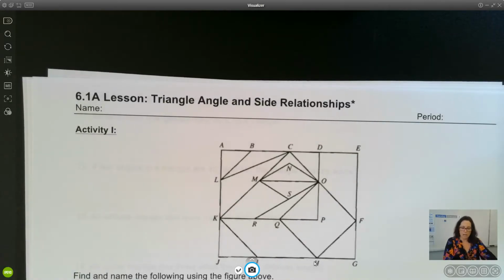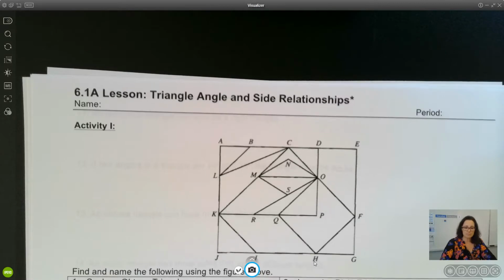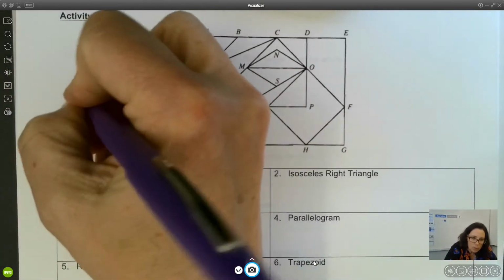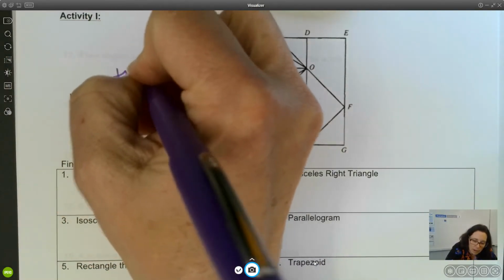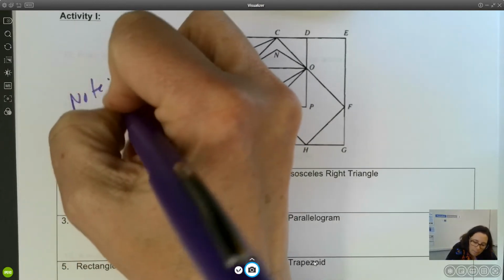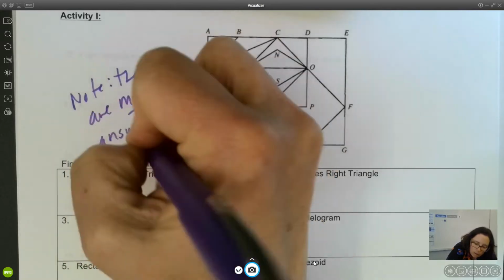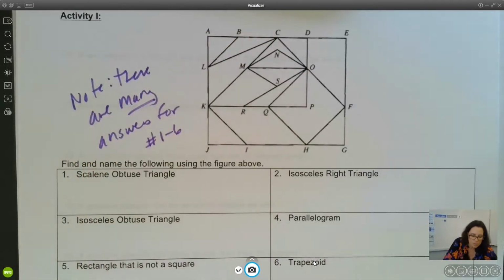Okay, so looking at this diagram, and relating back to our vocabulary, I want to make sure that everybody understands there are many answers for numbers 1, 2, 3, 4, 5, 6. Note there are many answers for numbers 1 through 6. I'm just going to come up with one for each.